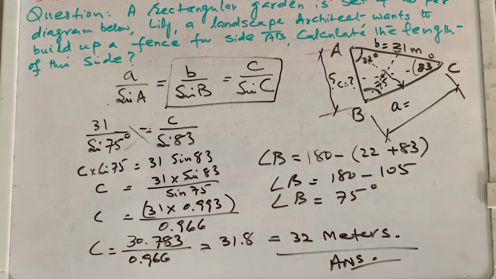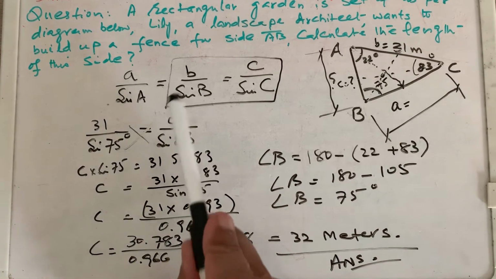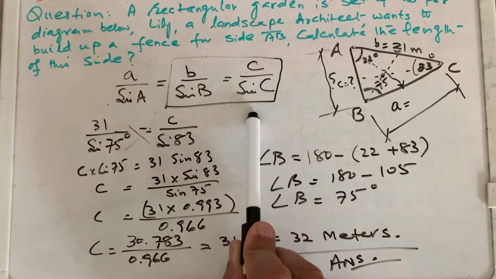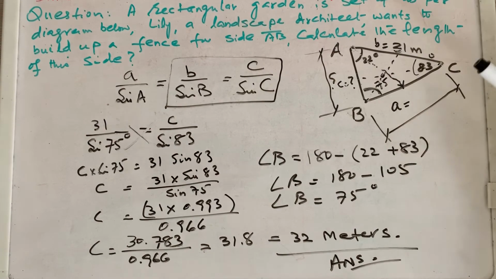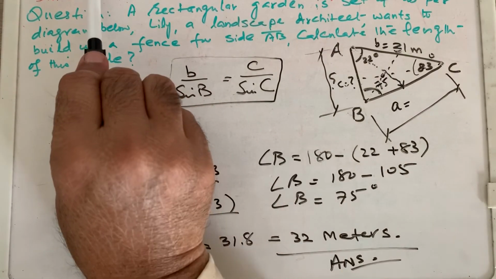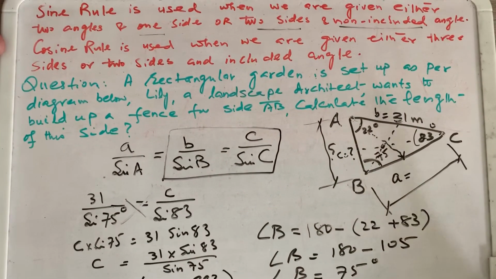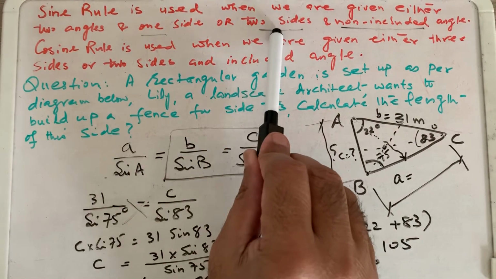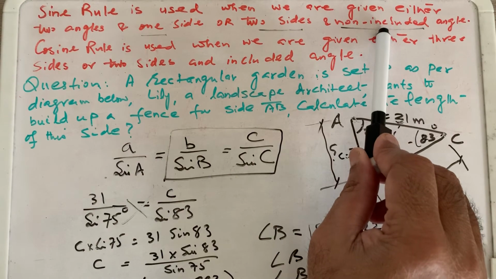The previous solution, dropping a perpendicular, was also right, and you can match the answer. In both cases, we got the same answer, but this one is easier in the way that we have to do less work because we know the relationship between the side and the angle. So when we are given two angles and one side, or two sides and a non-included angle, we use the sine law.